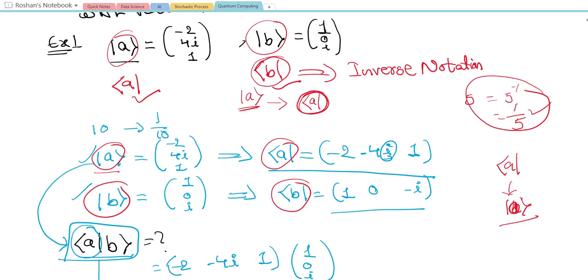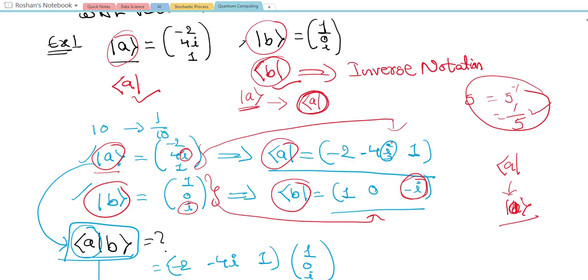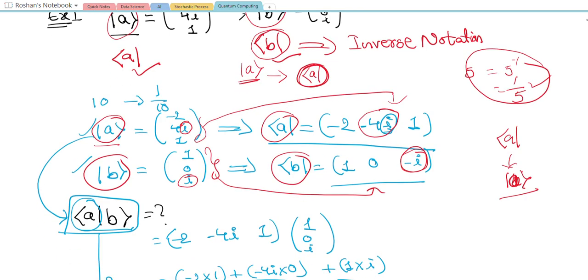Now what will happen in the inverse? The rows will become columns and columns will be written as rows. So here the three rows will be written in a single row, and similarly with vector B, all the three rows will be written in a single row. But we have imaginary values 4i and i. Since the imaginary value is present in the vector, it changes its sign. So plus 4i becomes minus 4i and plus i becomes minus i.